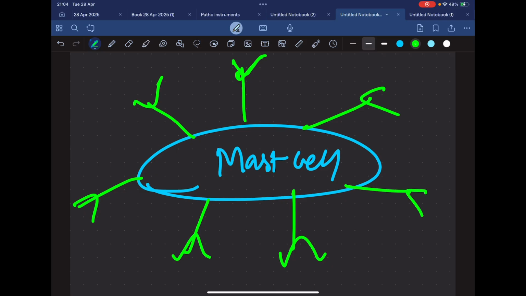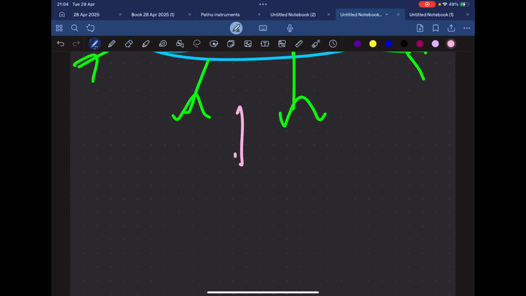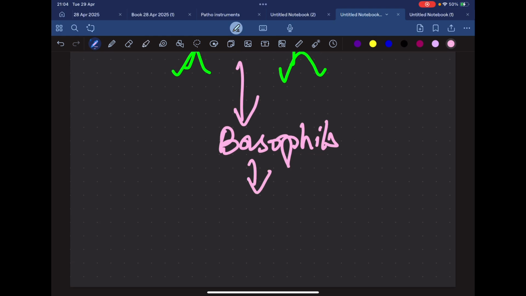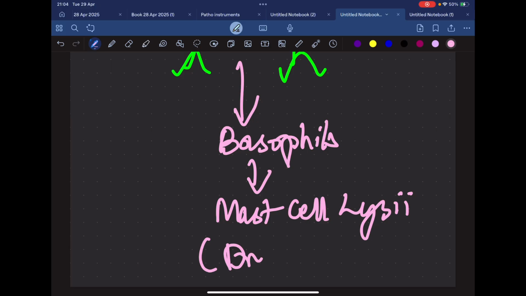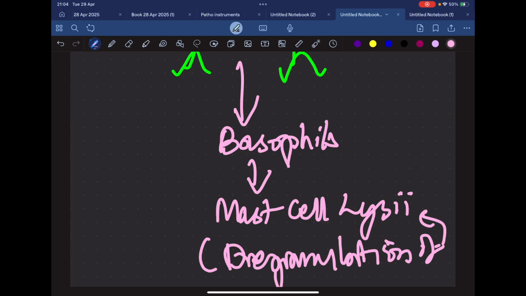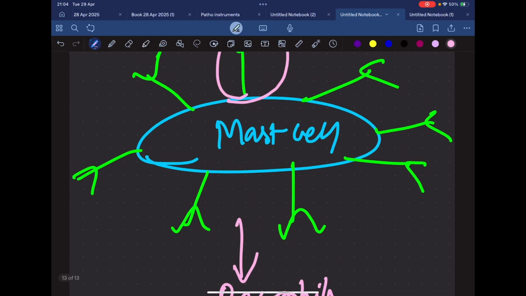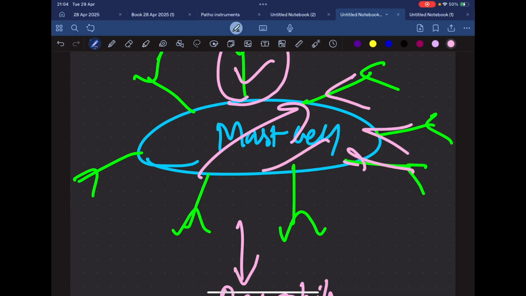So during the second entry of the same allergen, the IgE antibodies get activated. The activated IgE antibodies are going to cause mast cell lysis, or degranulation of the mast cell. So during the second attack, what happens is degranulation of the mast cell.